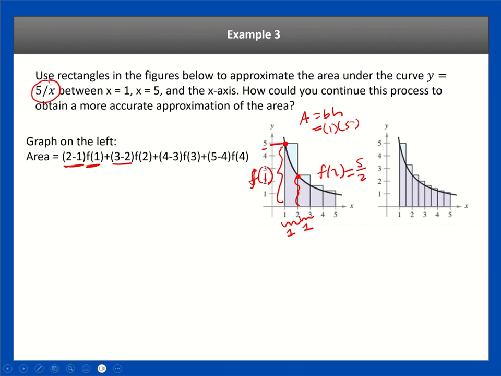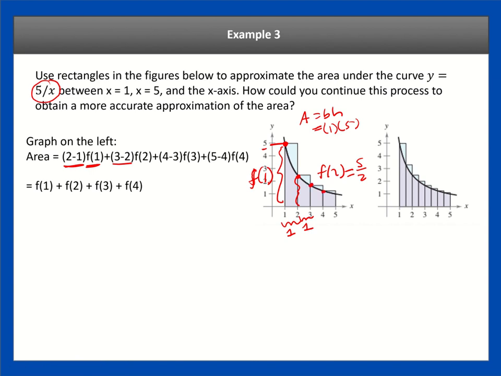Okay, and so on and so forth. So you can kind of see how to get the area. So that's how I got that. So we got 2 minus 1 times f of 1, and then we have f of 2, f of 3 for the second graph. That's the height here, and then f of 4.